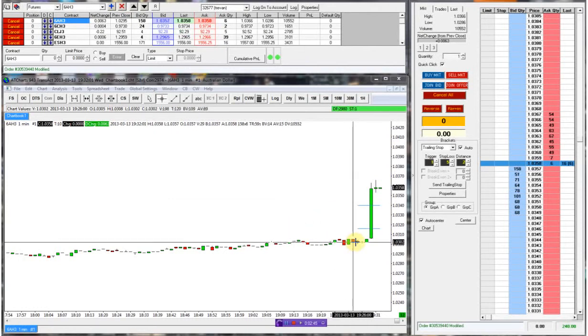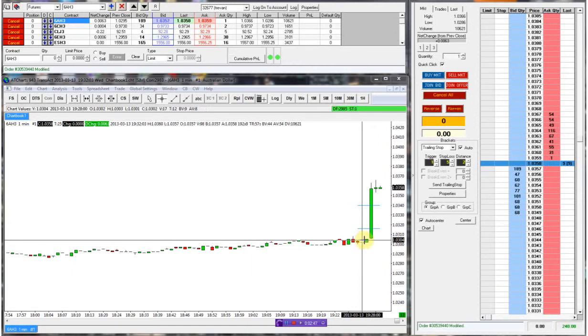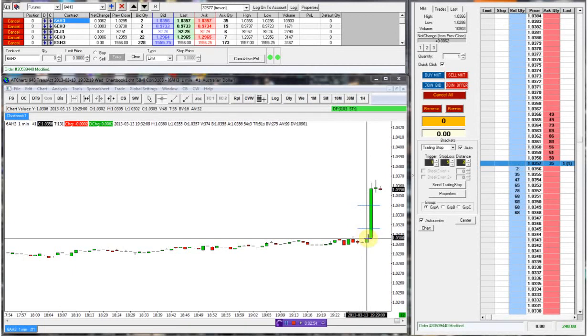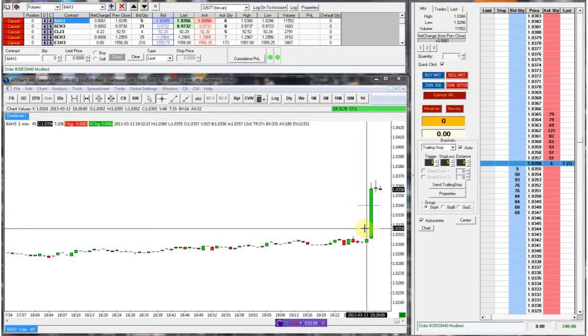Let me see. And I actually entered my bracket right here at a couple seconds before this bar came out. So it had to be right here. So up to 1.0309. So that means we did have a little bit of slippage, which was to be expected.